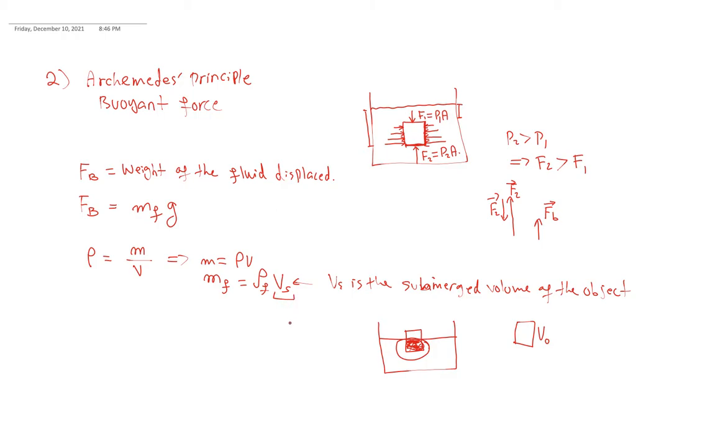Okay, so it is important to distinguish between the volume of the object and the volume submerged. In the special case when we fully submerge an object, let's say this cube or whatever shape it is, and we fully submerge it inside the fluid, in this case the volume submerged is equal to the volume of the object. But when it's not fully submerged, then the volume submerged is less than the volume of the object.